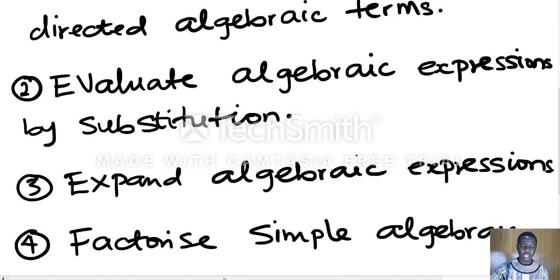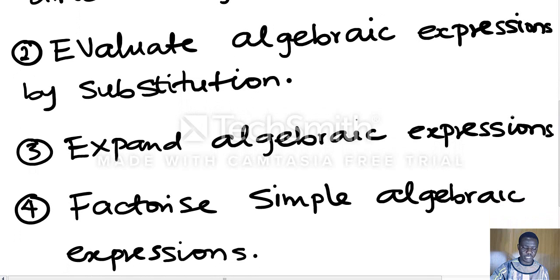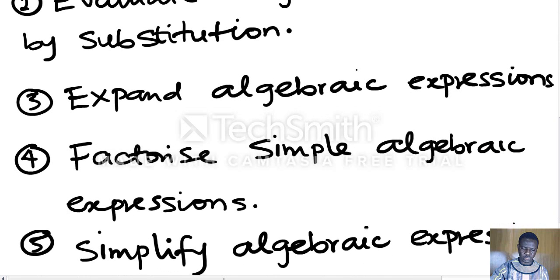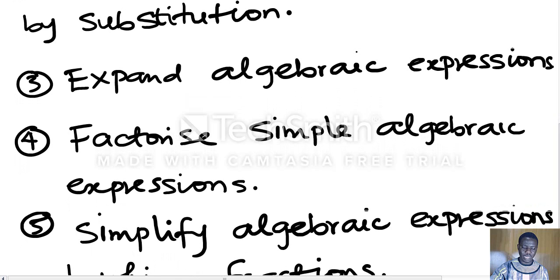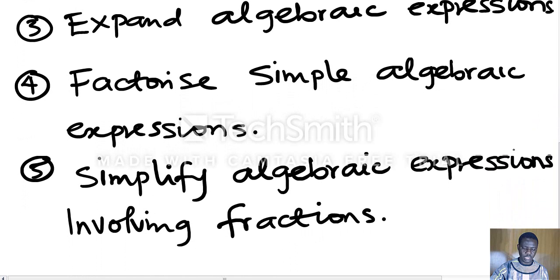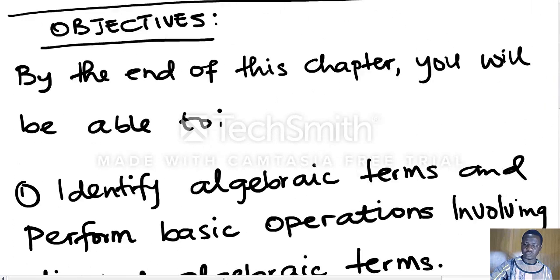2, evaluate algebraic expressions by substitution. Okay, that is self-explanatory. 3, to expand algebraic expressions. 4, we'll learn how to factorize simple algebraic expressions. And 5, we'll also simplify algebraic expressions involving fractions. So let's look at algebraic term.